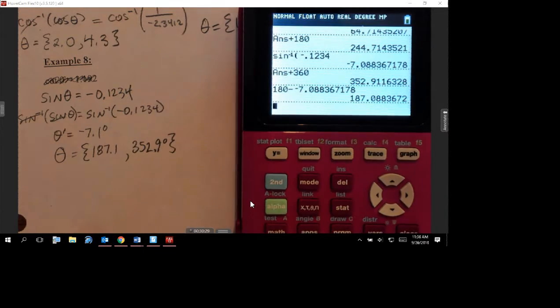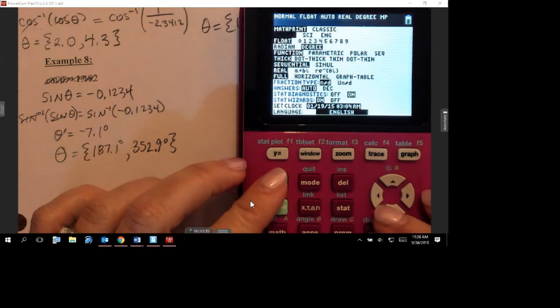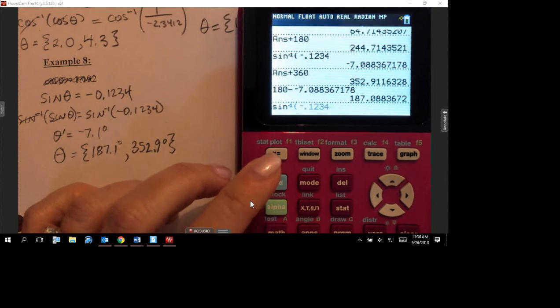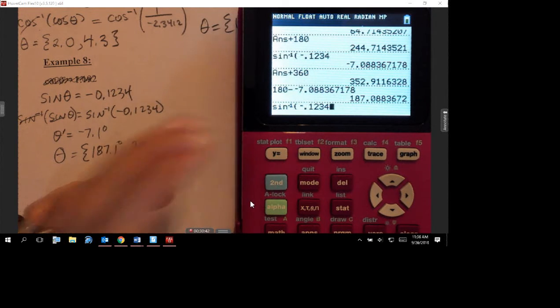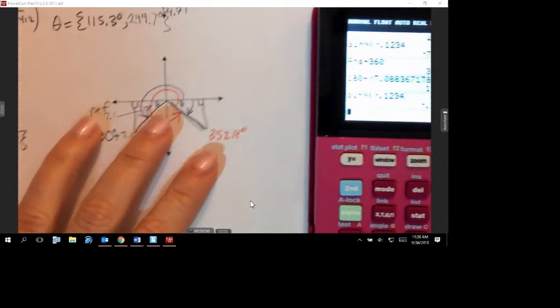So 187.1 degrees. There we go. So same way, let's just do radian. Same way, let's go change it to radian mode. And then I'm going to go back and put in my sine inverse of negative 0.1234, and I get a negative radian amount. So we're going to do this the same way. If you come up with a negative radian amount, it's going to be the same thing.